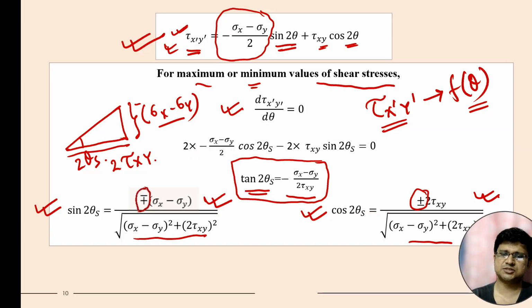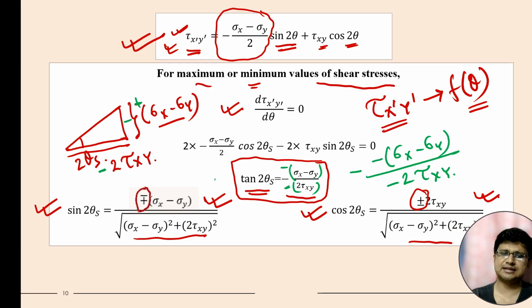This can be plus minus because if in place of this, this is minus of minus (sigma x minus sigma y) by minus 2 tau xy, then also if both are minus, this equation is valid. When this is already minus, minus of minus is plus. So if both these terms are minus, then also this equation is valid.